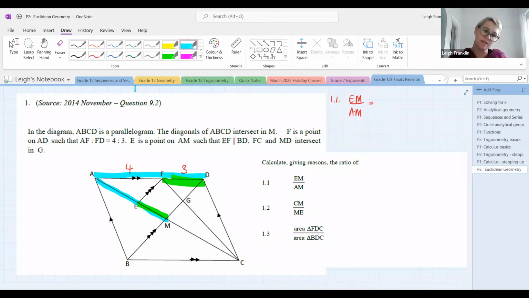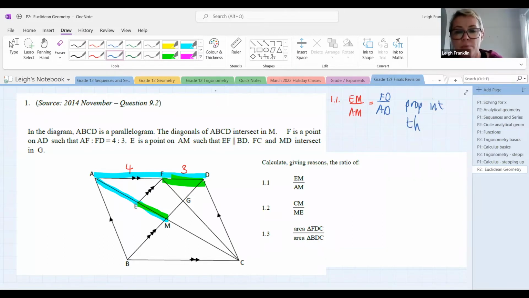Okay, that's the little side over the long side. So EM over AM is equal to FD over AD. Does that make sense to everybody? Okay, so the shorter side over the whole side. And then here we would have to say proportionality intercept theorem.